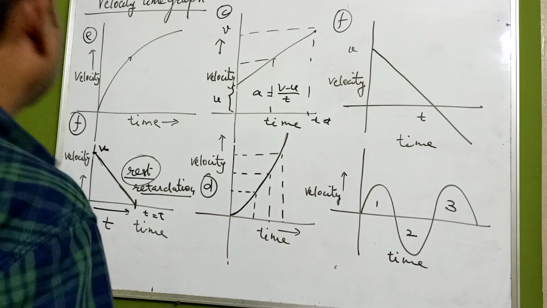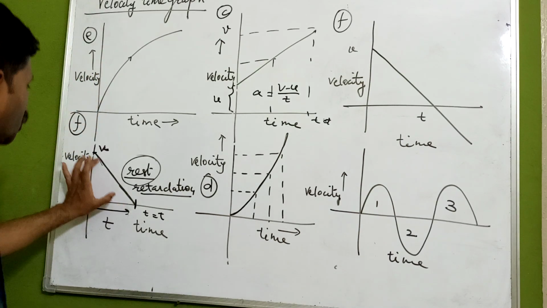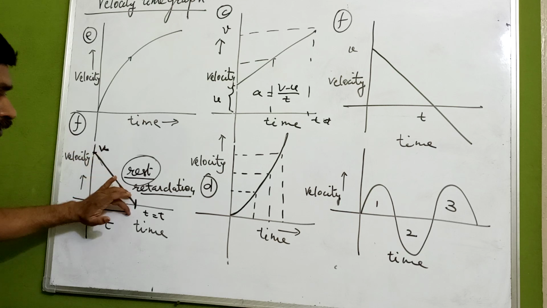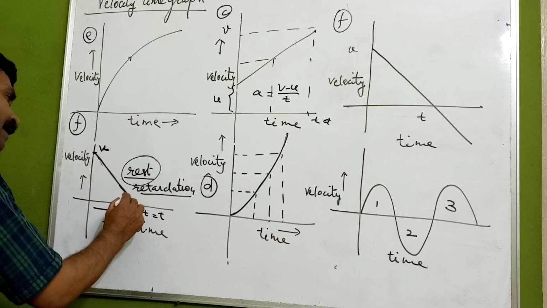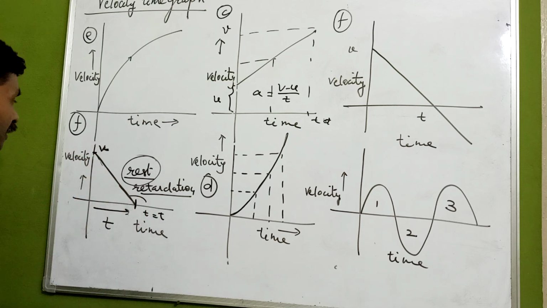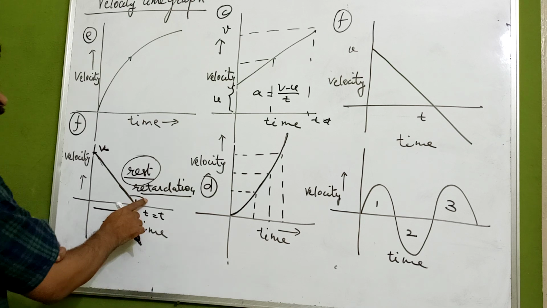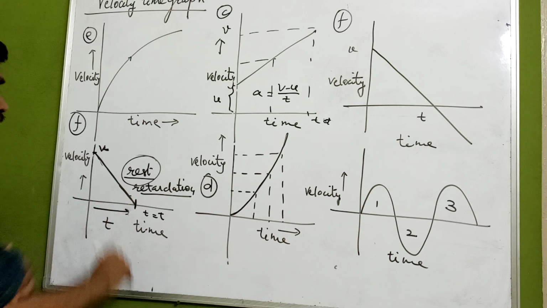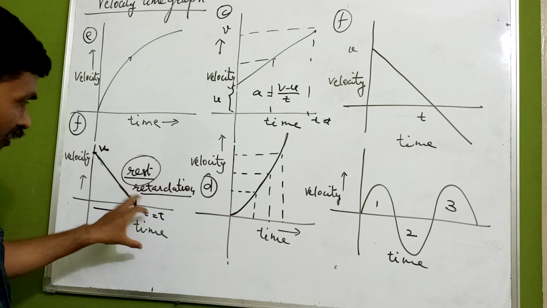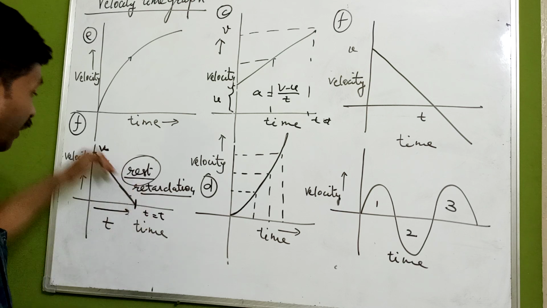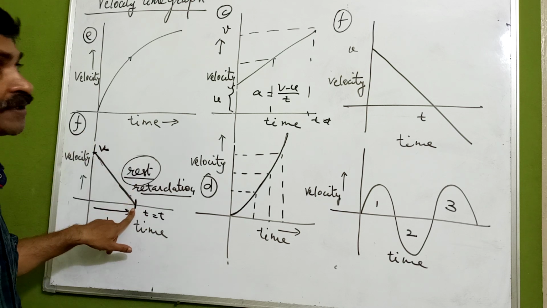Now see here, we have got this negative slope also here. This is a negative slope, and it is having an angle theta which is less than that, we can say. Right. See here, what we have got? We have got retardation. Negative slope is there and the object is coming to rest.